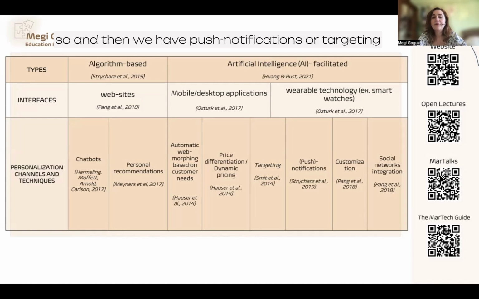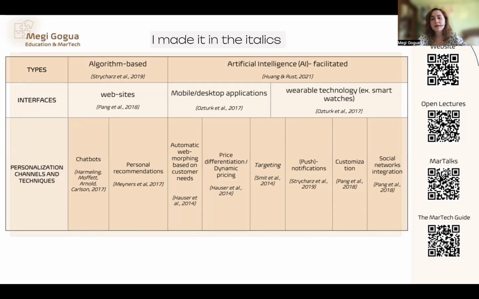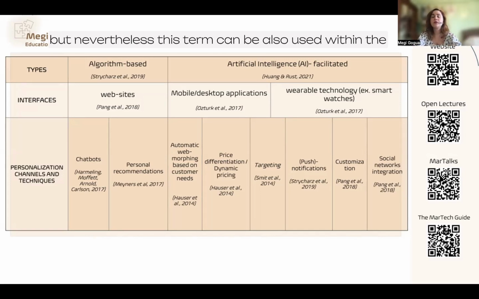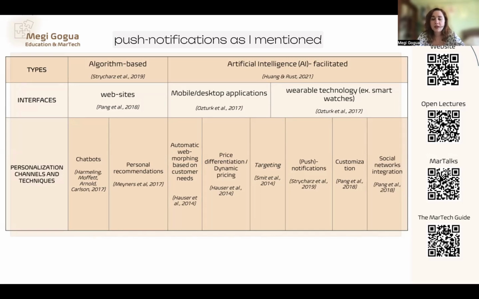So, and then we have push notifications or targeting. For example, here I made it in italics because targeting has to be again redefined: how it is used in personalization and how it is used in advertisement, because targeting based on the overall behavior cross-platform and targeting within the particular platform reflect different things. But nevertheless, this term can also be used within the personalization conversation. Push notifications, as I mentioned, you can receive push notifications on your laptop, your mobile phone, tablet, smartwatches, anywhere, and this is also part of personalization.